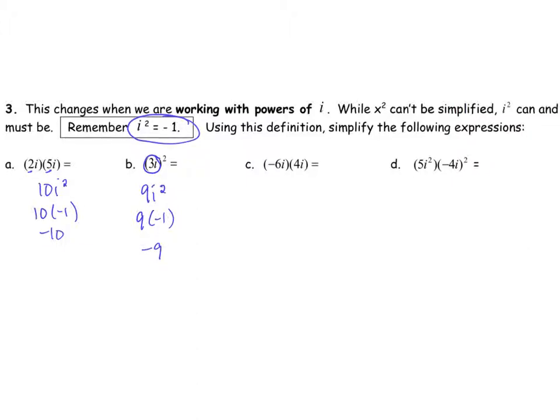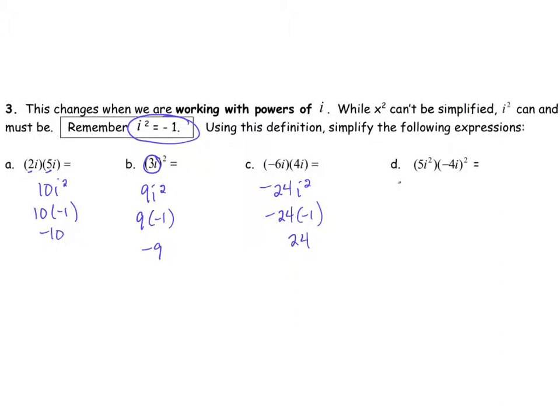Negative 6 times 4, negative 6i times 4i. Negative 6 times 4 is negative 24. i times i is i squared. So negative 24 times negative 1 is a positive 24. And this one threw people a little bit.